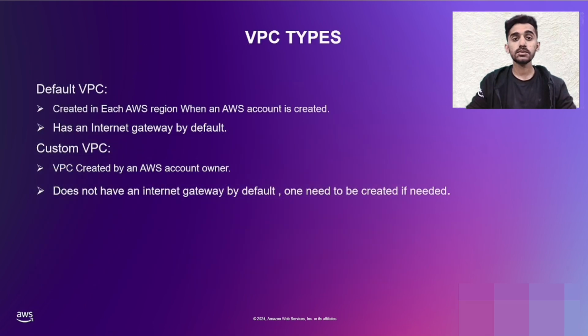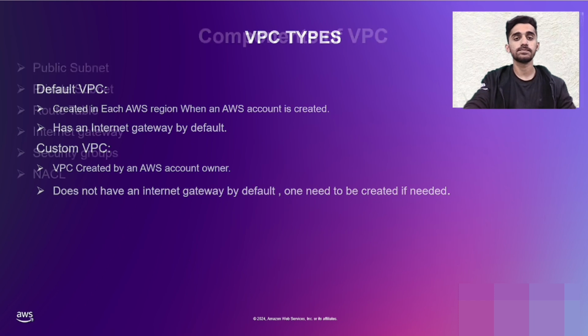So types of VPC, there are 2 types of VPC. The first one is default VPC and the next one is custom VPC. Default VPC is created in each region when you create an AWS account, and custom VPC is created by an AWS owner, which is manually configured. And the main difference between default VPC and custom VPC is default VPC has an internet gateway by default, and custom VPC does not have an internet gateway by default. You must create an internet gateway and attach it to the custom VPC.